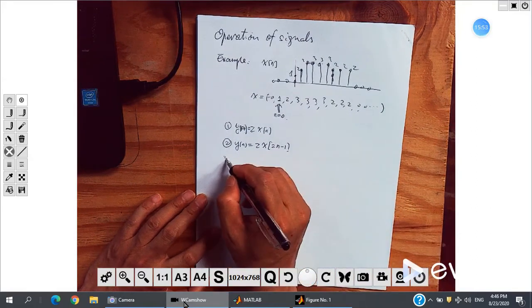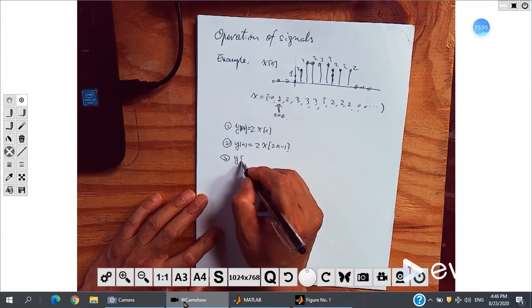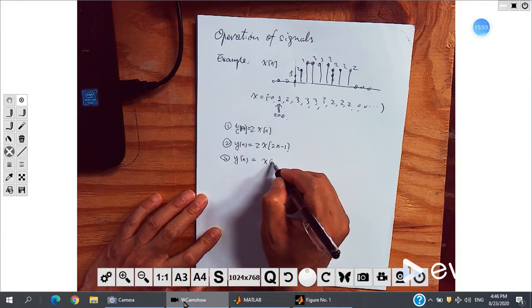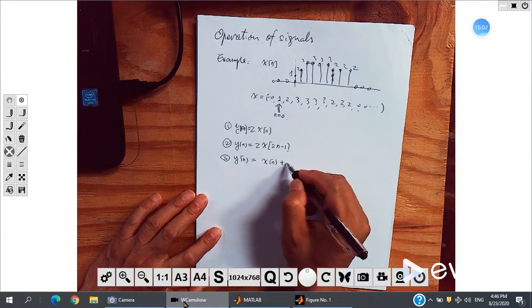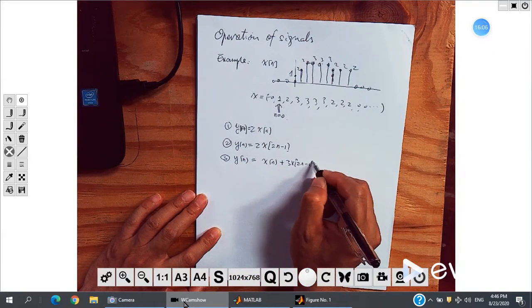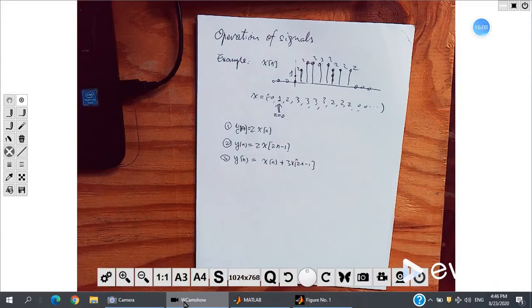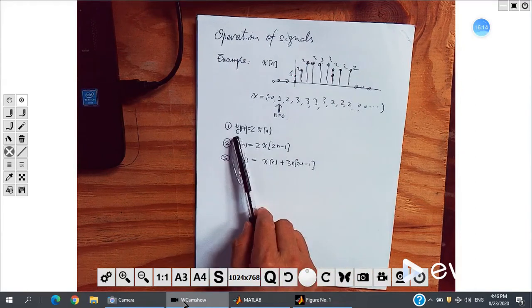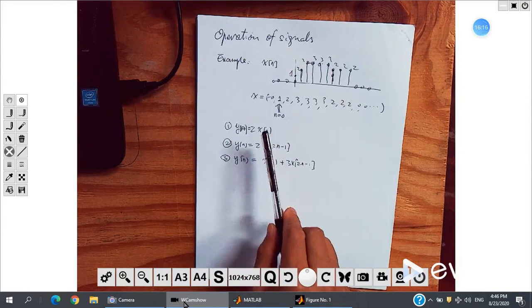And the third one, I still use y[n] for the result. Now it is x[n] plus 3 times x[2n minus 1]. Okay, we can look at these three signals. In this kind of signal, y is coming from x by some kind of operation.